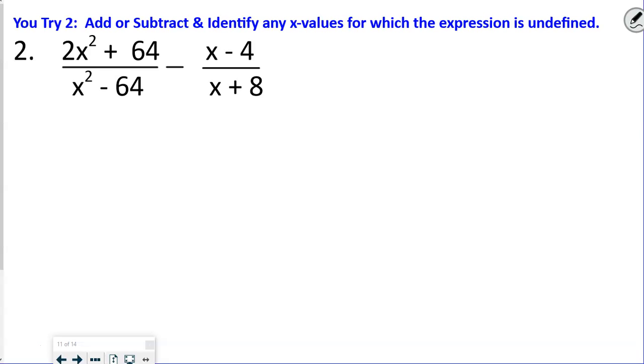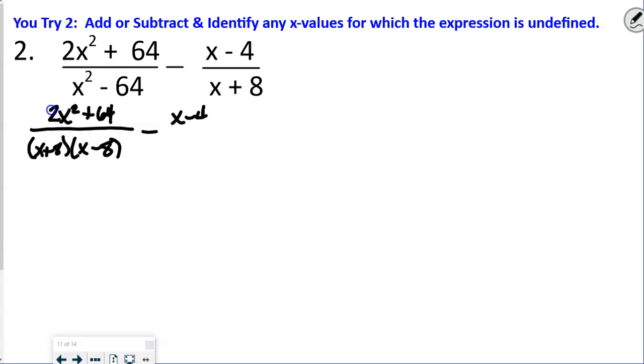So first of all, we've got 2x squared plus 64. We're going to go ahead and factor this. This is going to be x plus 8 and x minus 8, minus x minus 4 over x plus 8. Hopefully you can see that we got to multiply the top and the bottom by x minus 8, right? So we're going to do x minus 8 here, x minus 8 here.